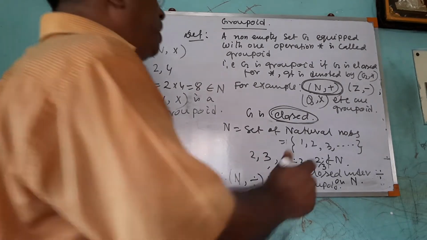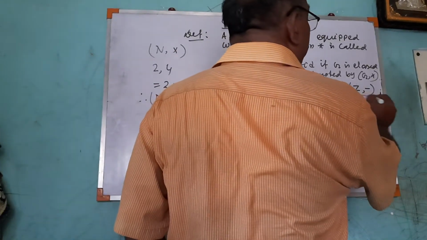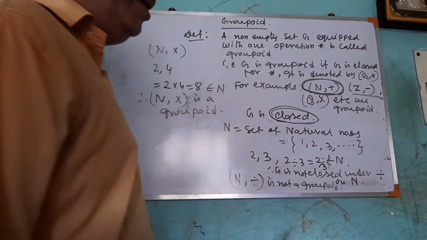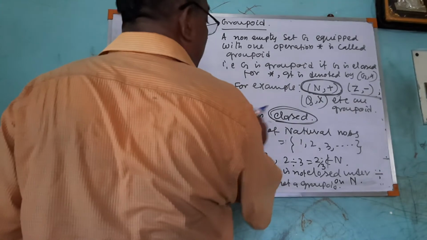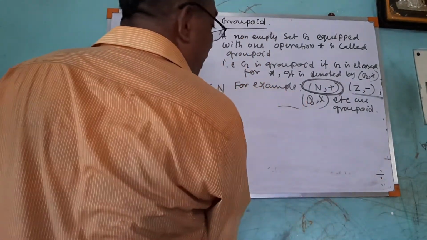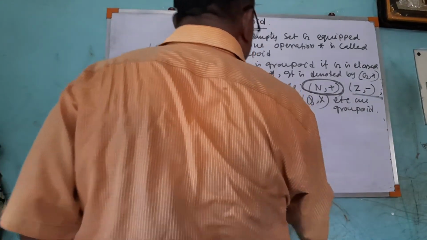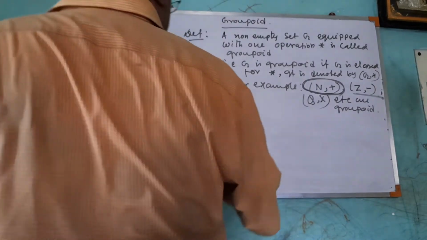Now I have written here Z with minus. Is Z with minus a groupoid or not? Tell me. If I take Z, what is Z actually? Z is the set of integers. I already told you in my previous lecture.